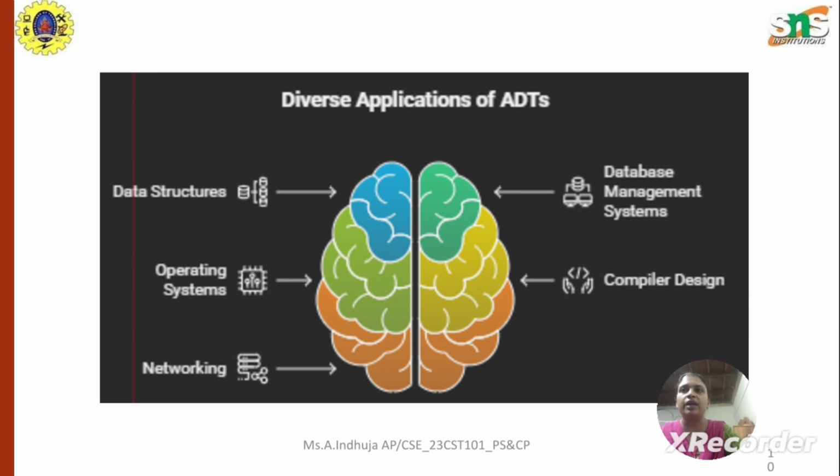The next one is operating systems. ADTs are employed in the design and implementation of operating system components such as file systems, process management, memory management, and synchronization mechanisms. The next application is compiler design. ADTs represent and manipulate various components of a compiler like abstract syntax trees, symbol tables, and intermediate code representation. The final application is networking. ADTs like queues and buffers are used for storing and managing packets in networks and routers. So these are all the diverse applications of abstract data types.